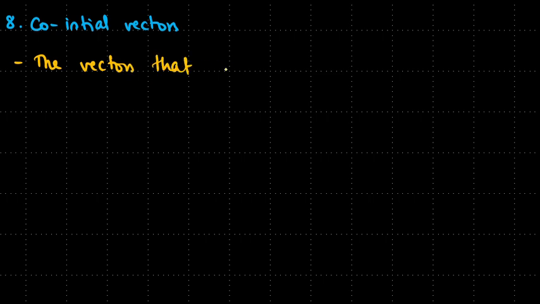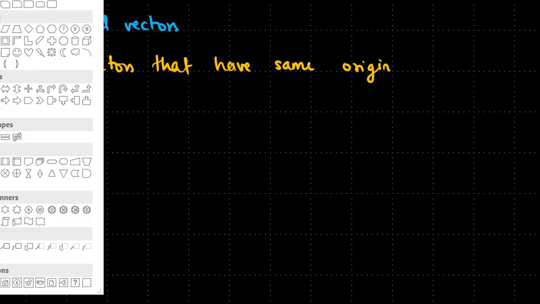Okay, now let's talk about another one. I think it's 8. Yep, 8. So the eighth one is going to be co-initial vectors. So co meaning same, initial meaning same point. So the vectors that have the same origin. This does not mean that it always has to be 0 comma 0, but it can be any point as per se, but they must start from the same point.